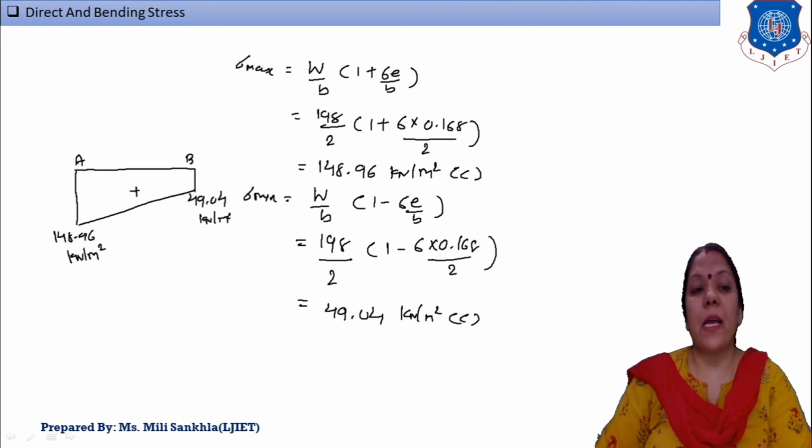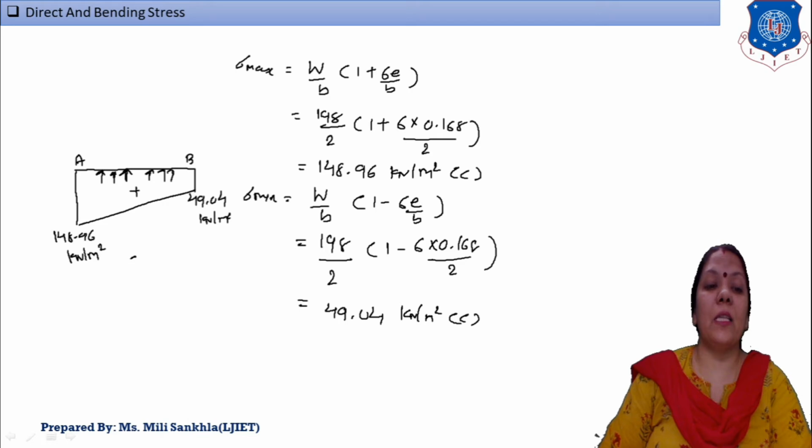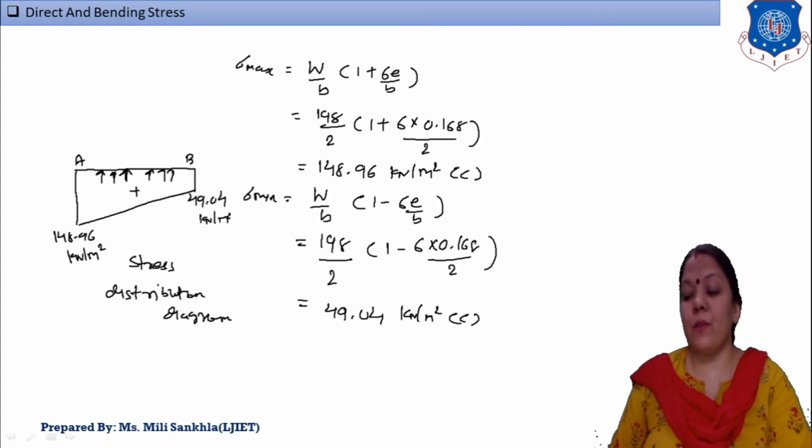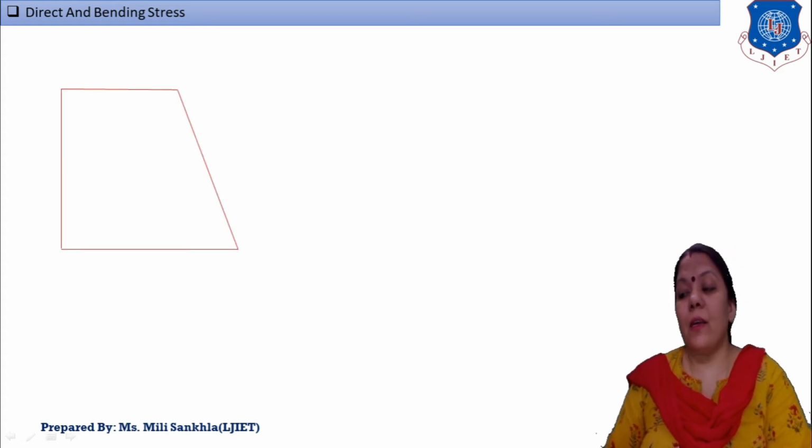This is our plus diagram because all our values are compressive. This diagram is known as the stress distribution diagram. Now next, our second case.